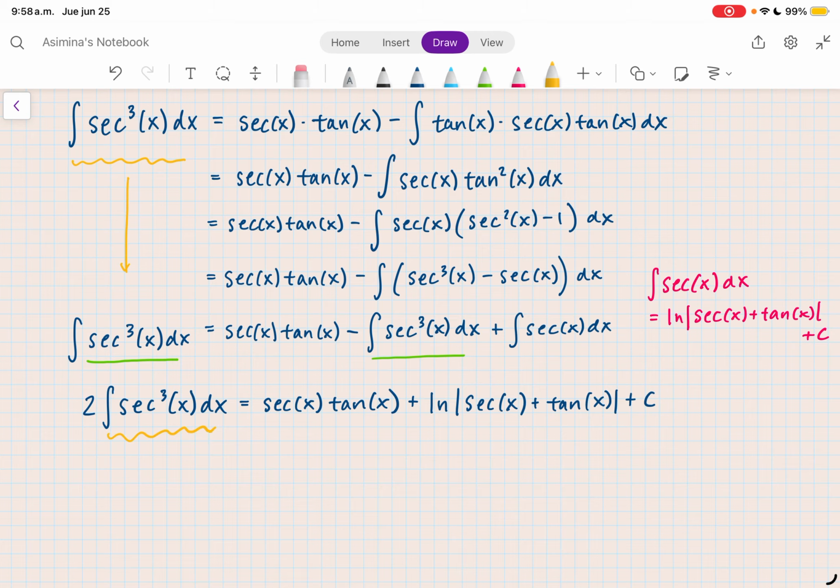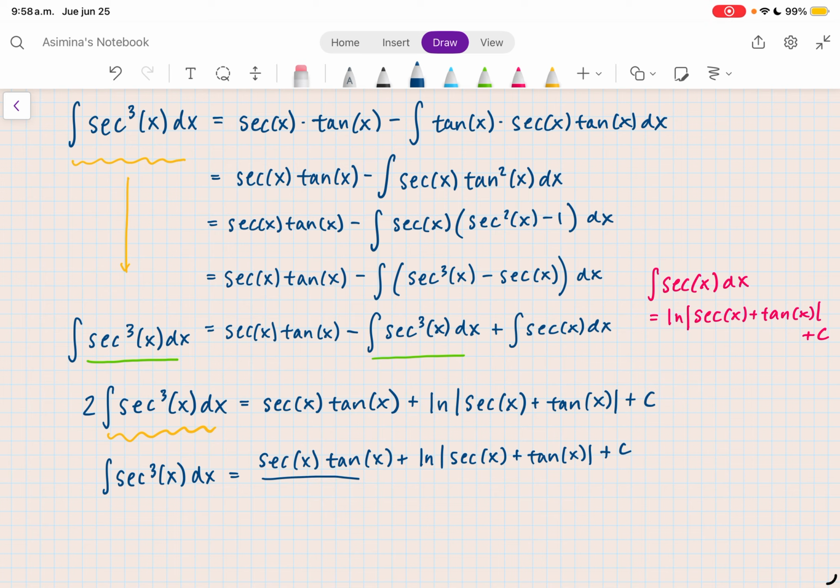I can divide both sides by 2. So I get that the integral of secant cubed of x dx equals secant of x times tan of x plus ln of secant of x plus tan x plus c, all over 2. So this here is my final answer.